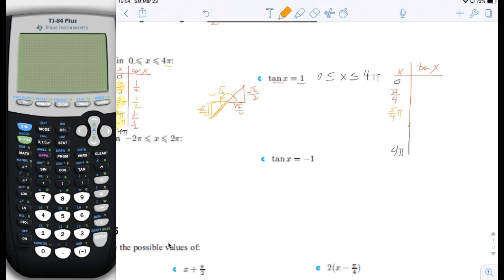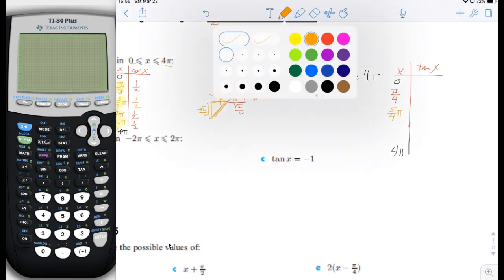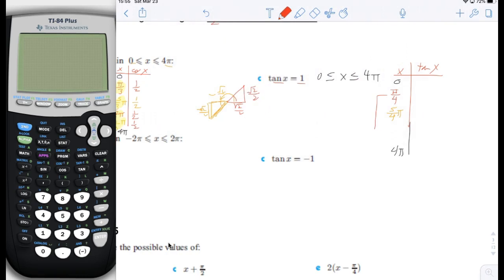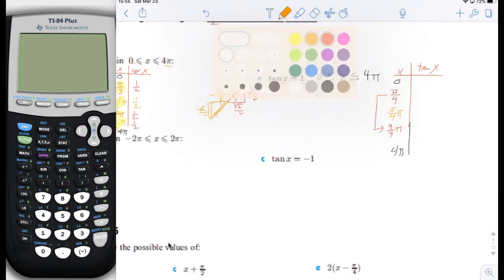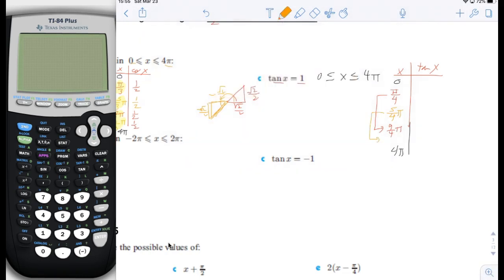Now, when we get our additional angles, we know that we can add 2 pi to each one of these angles. So we're going to add 2 pi to pi over 4. That'll give us 8/4 pi plus 1/4 pi is 9/4 pi. Okay, and then we're going to add 2 pi to the orange angle. So that would be 8/4 pi plus 5/4 pi, which would be 13/4 pi.